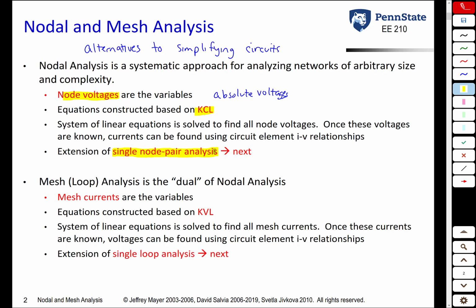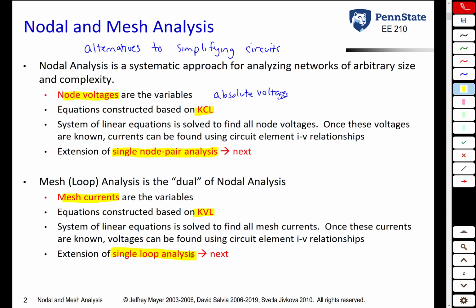Mesh analysis is the dual of nodal analysis. In mesh analysis, currents are going to be the variables, but the equations we're going to use are Kirchhoff's voltage law equations. So once again, it's weird: current variables, but Kirchhoff's voltage law. Like nodal analysis, we're going to have a system of equations we're going to solve to find all of the mesh currents in the circuit. Once we have those mesh currents, any other variable we're looking for, any voltage, any power, etc., we can find relatively easily. Finally, we're going to see that mesh analysis is an extension of single loop analysis.